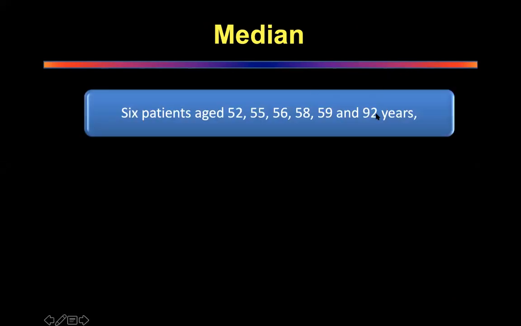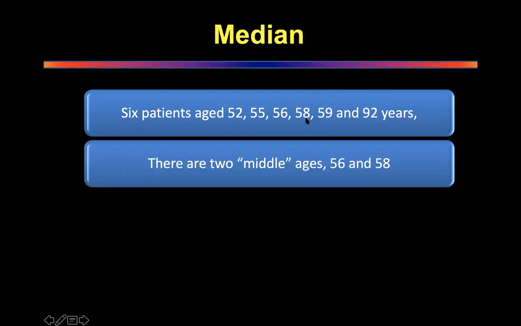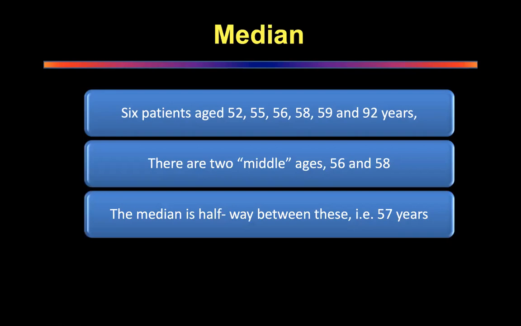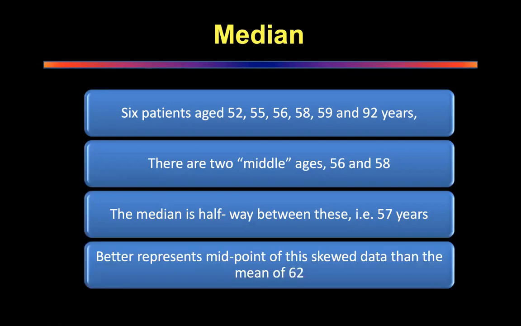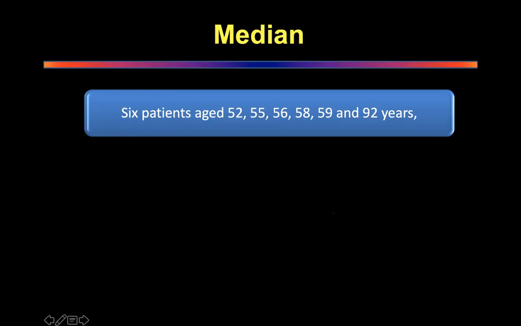But if you add the 6th patient, 92, to this group, then what is the median? It's very difficult to know the midpoint because there are 2 midpoints, 56 and 58. So the median in this group will be the middle of 56 and 58, that is 57. Did you understand that? Yes, sir. This is a better representative than a mean of 62. So this is the way you calculate median when there is no single midpoint.